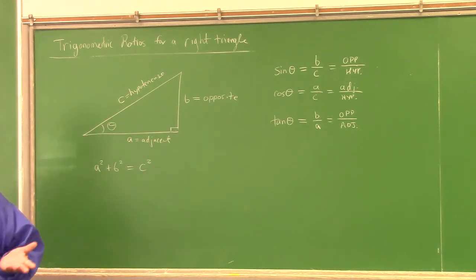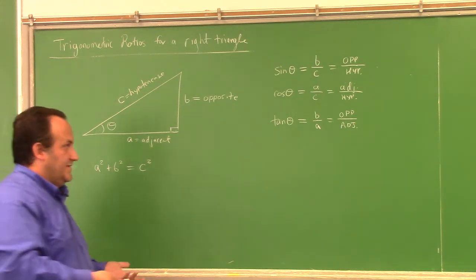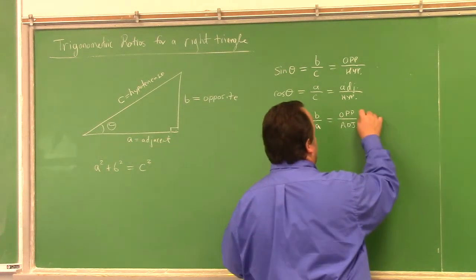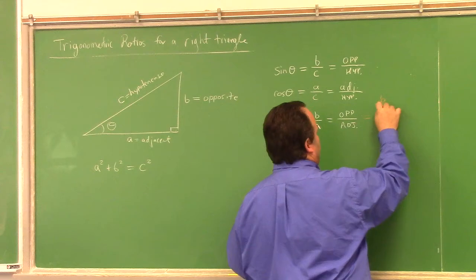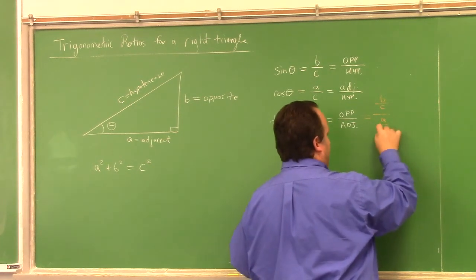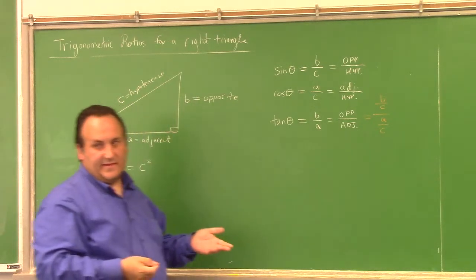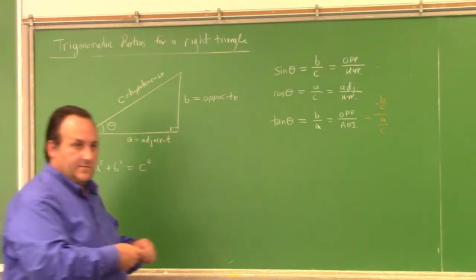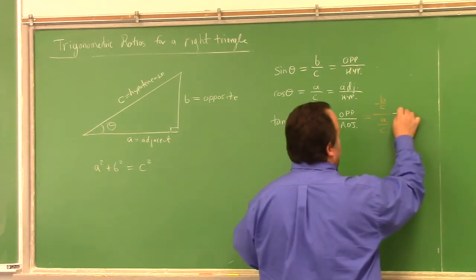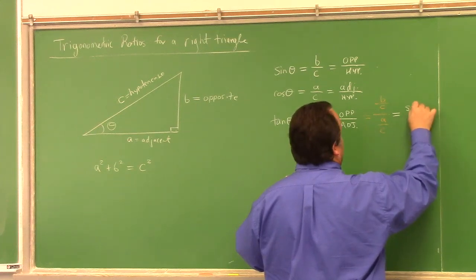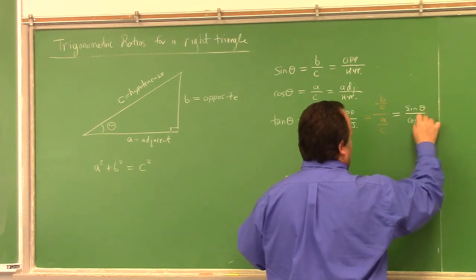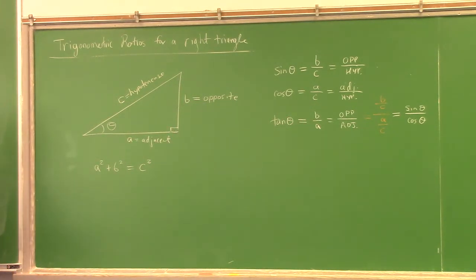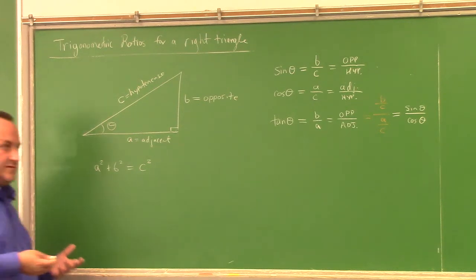All right, now, before I go any further, let me just point out something obvious about tangent. We could write this as B over C divided by A over C, right? Divide the top and the bottom by C. Then what you got is sine theta over cosine theta. So an alternative definition of tangent is that tangent is the sine of theta divided by the cosine of theta. So this is tangent. All right. And then, in addition to this, we have the reciprocal functions.